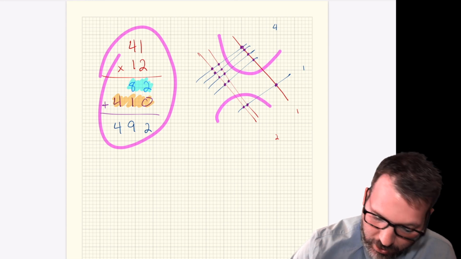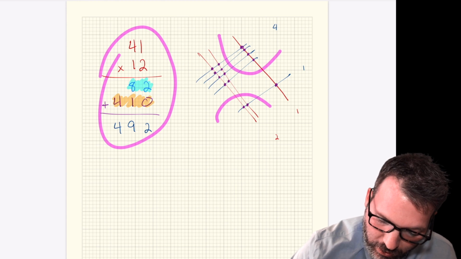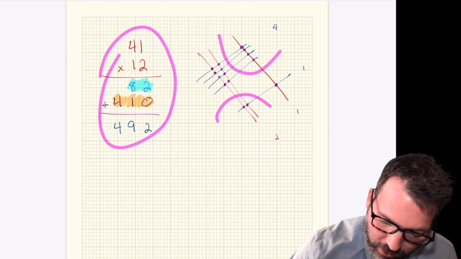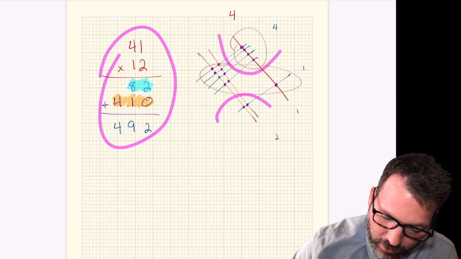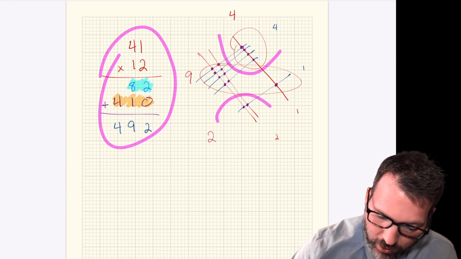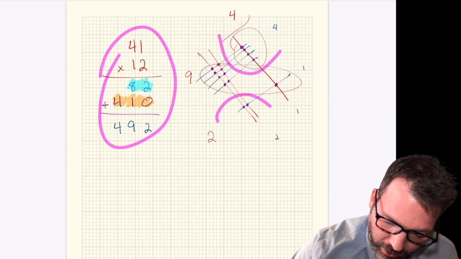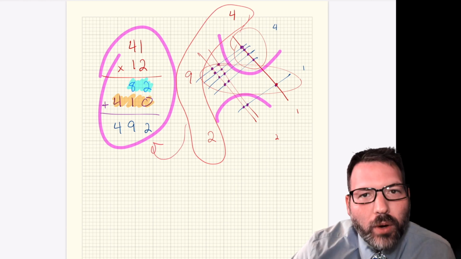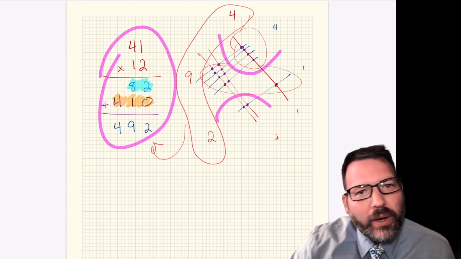We separate it out in a particular way, and we start looking at things, and we say, okay, so there ended up being 4 intersections up here, and here in the middle there ended up being 9 intersections, right? And then down here at the bottom there ended up being 2 intersections, and oh my goodness, 492 is the answer to that multiplication. What is going on here?